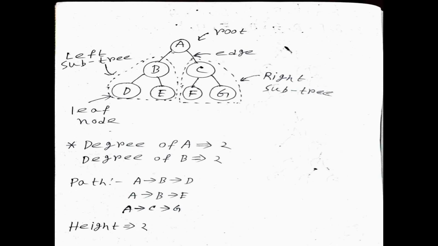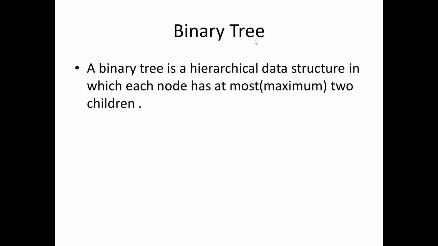Now we check another path. A to B, B to E: 1, 2. How many edges? 2. Another path, A to C, C to F: 2 edges. A to C, C to G: 2 edges. If you calculate all paths, we get a maximum of 2 edges. So what is the maximum number of edges we find? 2. So the height of this tree is 2. Simple way: 1, 2, every time we find 2.